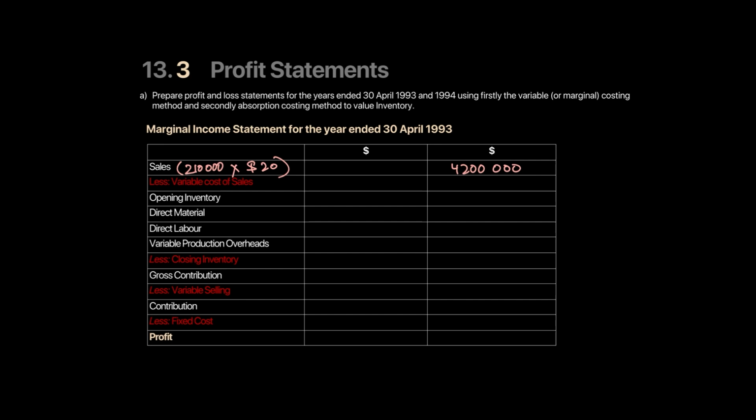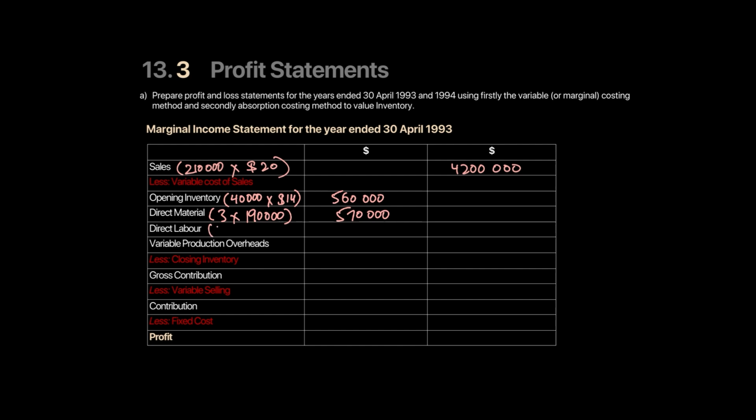Alright, so now let's find the variable cost of sales. First is opening inventory. Now we know that the number of units in opening inventory is 40,000. And according to marginal costing, we just calculated the cost of a unit is $14. So to find opening inventory, we'll do 40,000 into 14. That should give you 560,000 is your opening inventory. Okay, next you get your direct material. That was 3 per unit and we have made 190,000 units. The total direct material spending is $570,000.